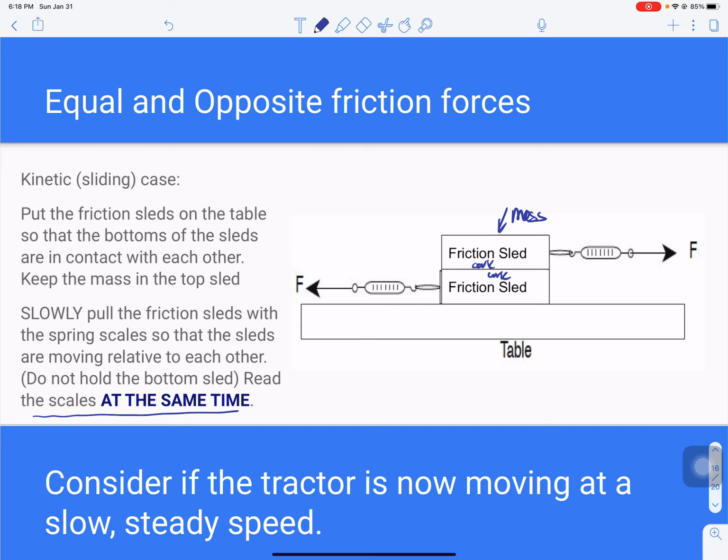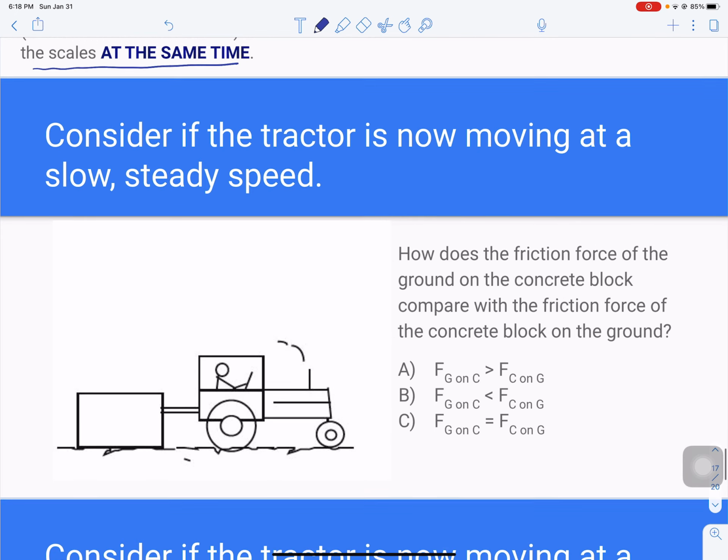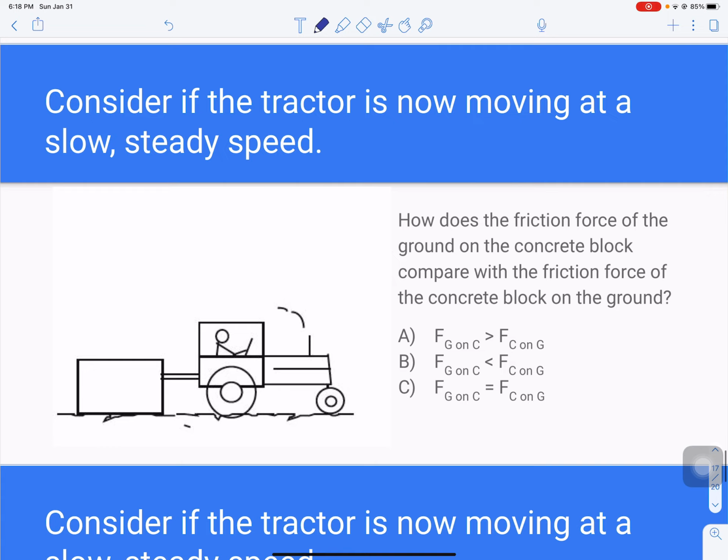All right, again, you should have gotten the same number, give or take a little bit, just because we are not dealing with perfect systems. Okay, so we're going to go back and relate this. Consider if the tractor is now moving at a slow, steady speed. So we want to know, how does the friction force of the ground on the concrete block compare with the friction force of the concrete block on the ground? Ground on concrete versus concrete on the ground.